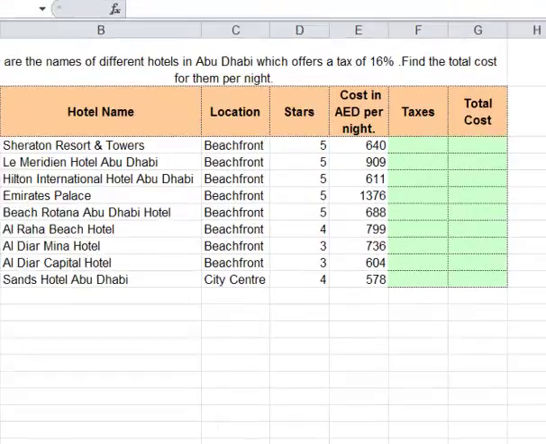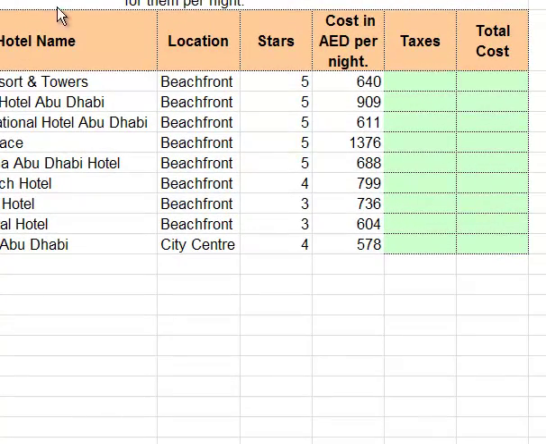Now let's see another example on percentage. Following are the names of different hotels in Abu Dhabi which offer a tax of 16% on the cost per night. Find the total cost for them per night. These are the different hotel names and these are the costs given per night.